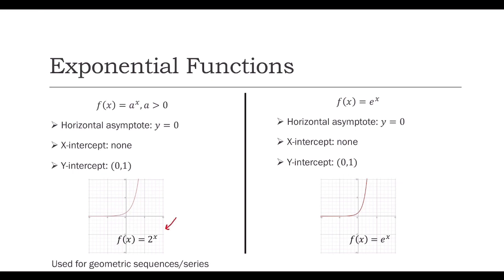So here we have f of x equals 2 to the x, so a is 2. You have a horizontal asymptote at y equals 0. You don't have an x-intercept, and your y-intercept here is at (0, 1).